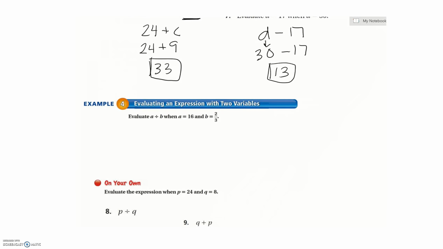Okay, so now what if I have two variables? Again, the instructions are going to tell us exactly what I need to do here. So I have A divided by B. I'm going to substitute in 16 divided by, and we have a fraction. So we need to remember division with fractions. So 16 over 1 times 3 over 2. Use your butterfly, simplify this a little bit. So I can divide that by 2 here. So 8 times 3 is going to give me 24.